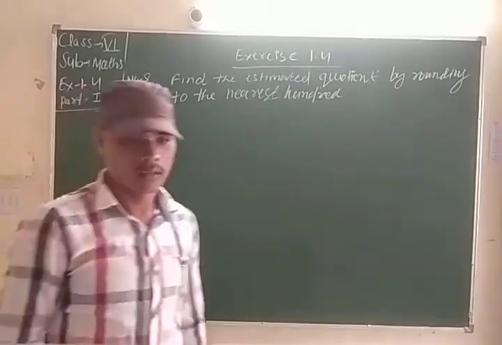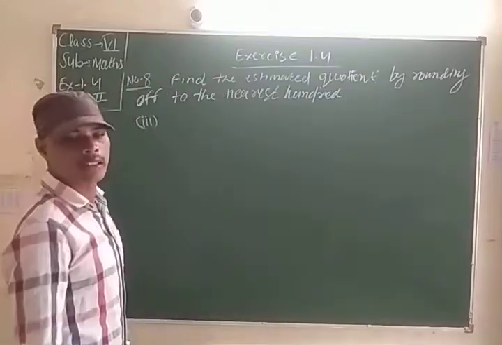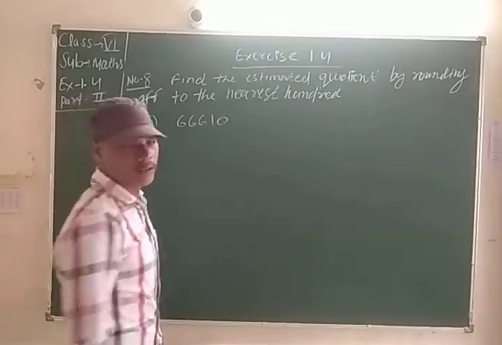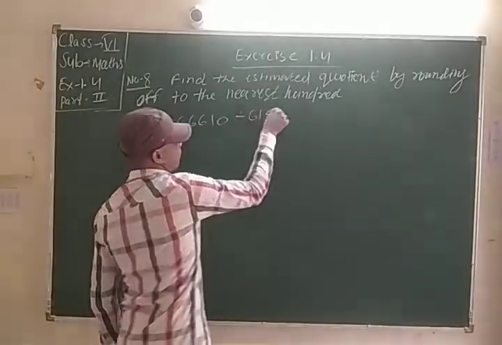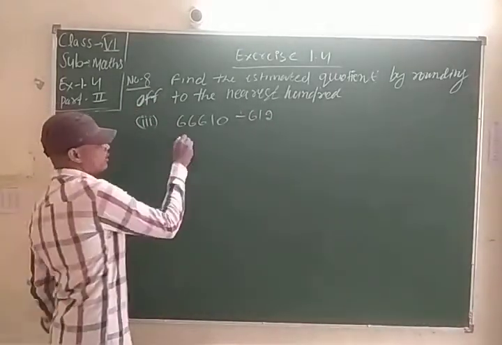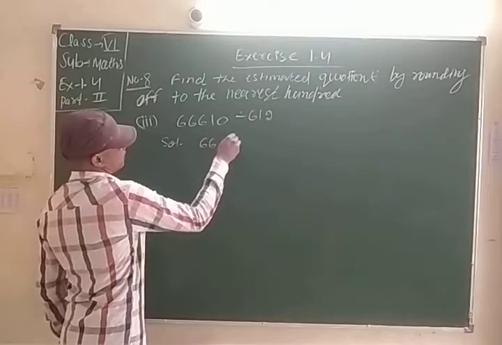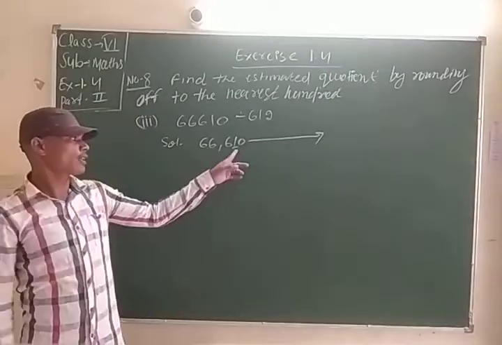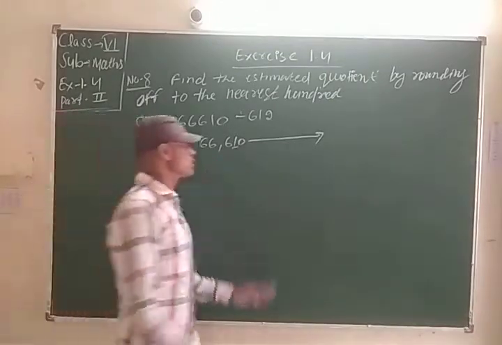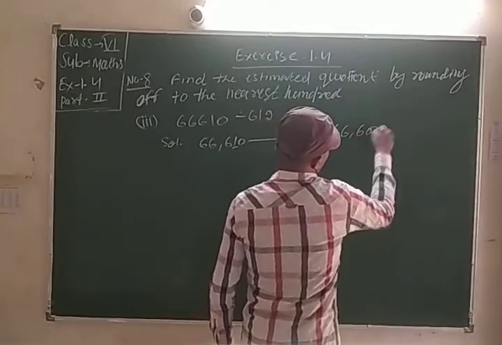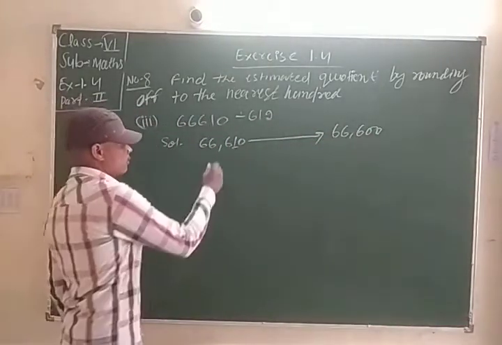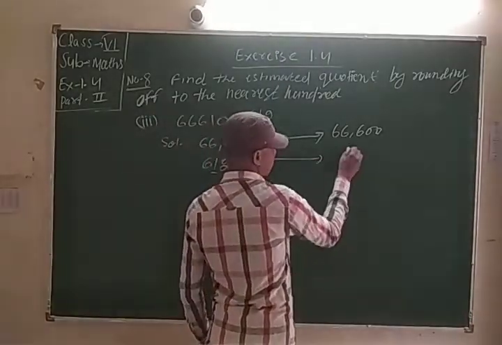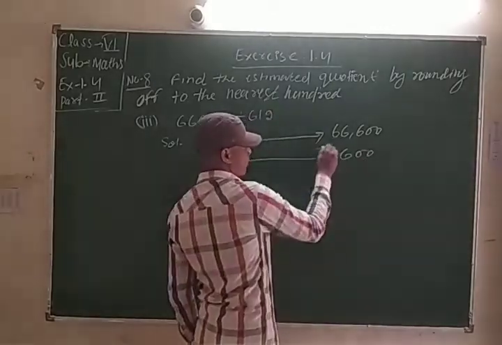Third one. Here, the third one is what? 66,610 divided by 612. The first work is what? Round off to the nearest 100. 66,610 is rounded off. Here the tens place is 1, no change. Then 66,600 is rounded to the nearest 100. Now 612 is rounded off. Here the tens place is 1, so the answer is 600. Now we should divide.